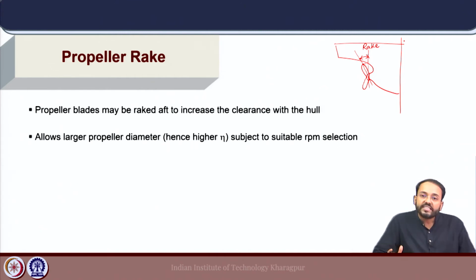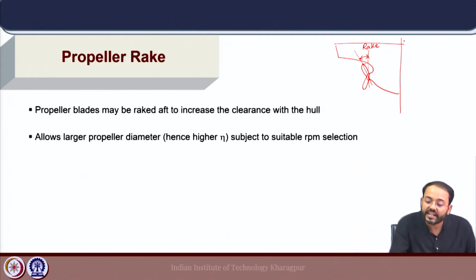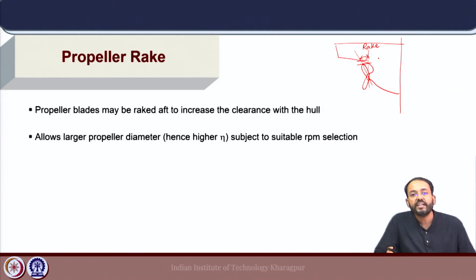Now, why is rake given? It is given to allow a larger propeller diameter where the available diameter, due to the design of the ship, is small as compared to the requirement. So, if we give a rake, a larger propeller diameter can be accommodated by maintaining a proper clearance with the ship hull here. As we have seen, the clearance should be maintained to keep the maximum vibration below a certain level.